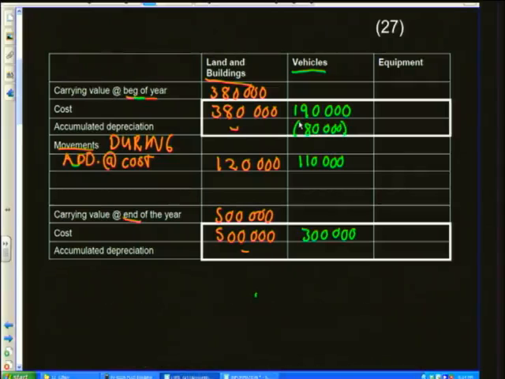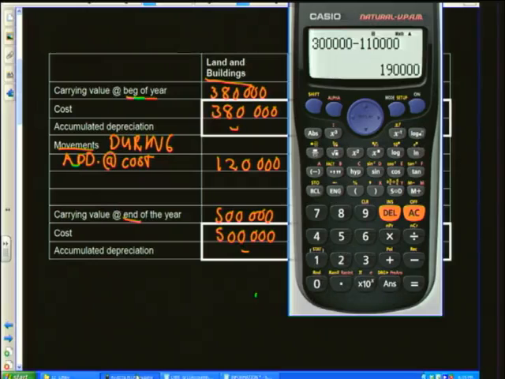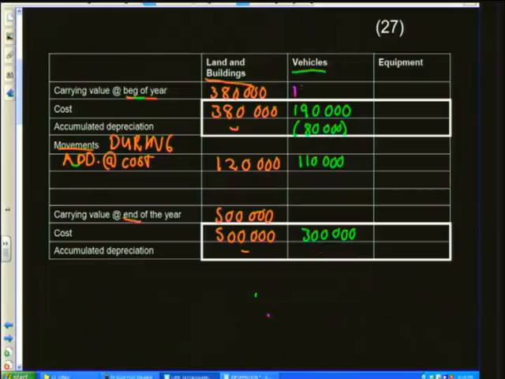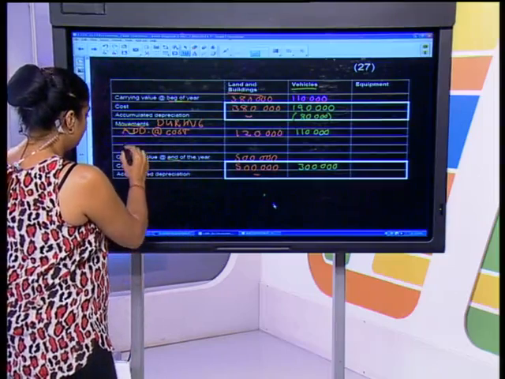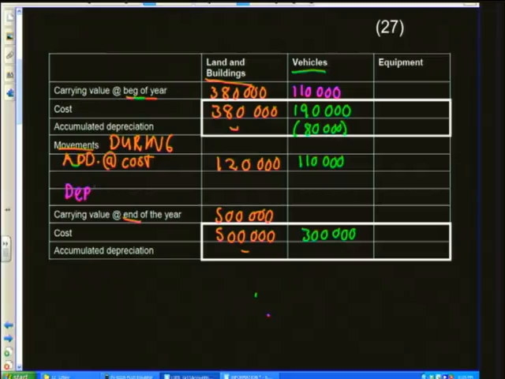Right? My cost less my accumulated depreciation, guys, will give me my carrying value at the beginning of the year. So let's get our calculators out. So my cost, 190,000 minus the 80,000. So at the beginning of the year, the vehicles are worth 110,000. So let's fill that in, 110,000. Right, we've recorded our addition, but we know with vehicles, it's going to obviously depreciate further. So under movements, I also need to write off depreciation.